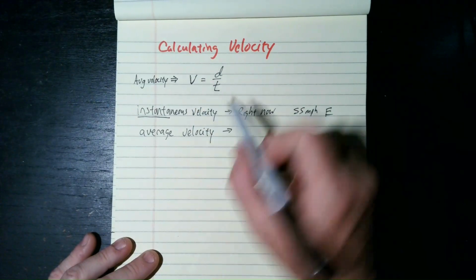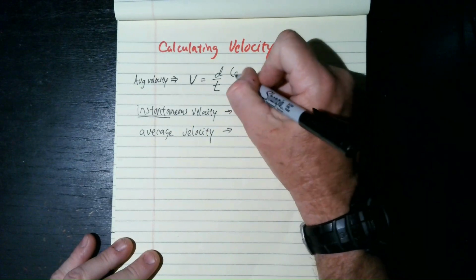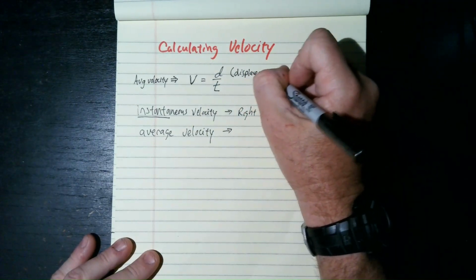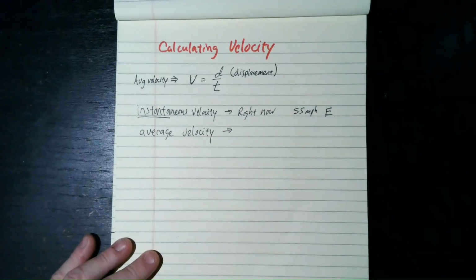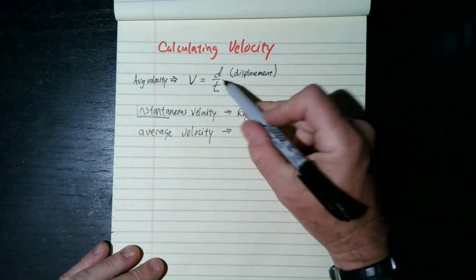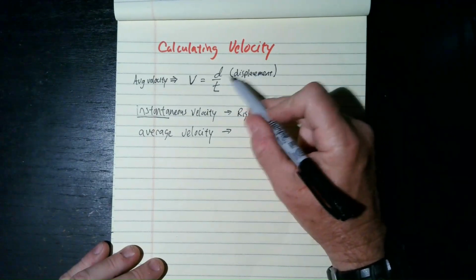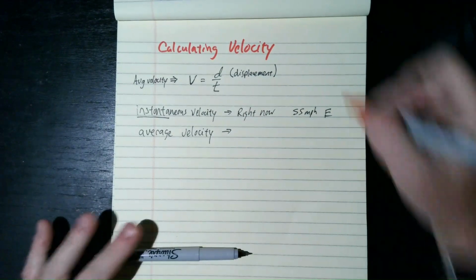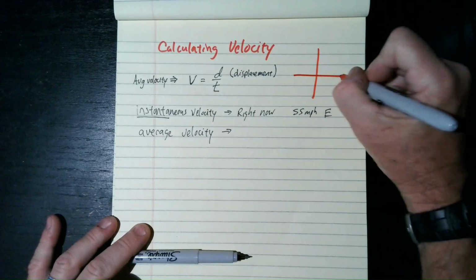Velocity equals d, which we are more accurately going to call displacement now, not really distance anymore. And time is time. Well, why are we going to say displacement instead of distance? Because displacement is a vector quantity and it has a direction associated with it.